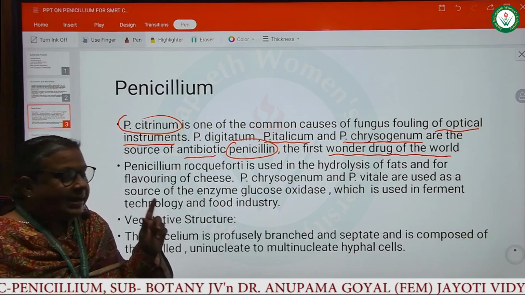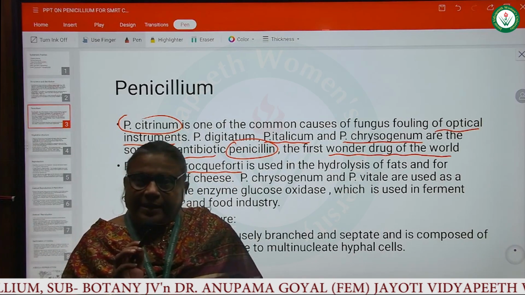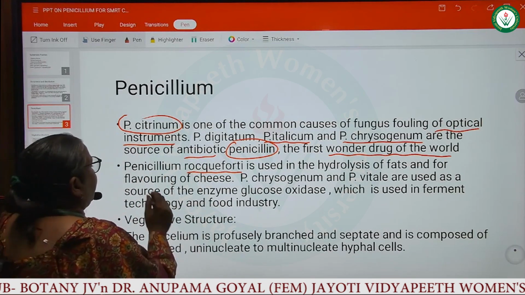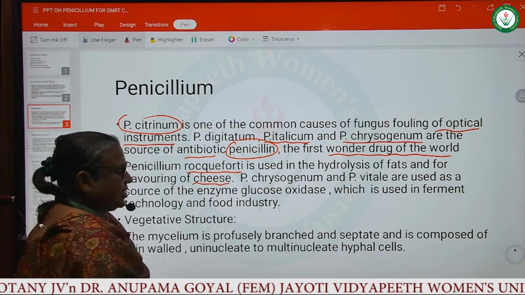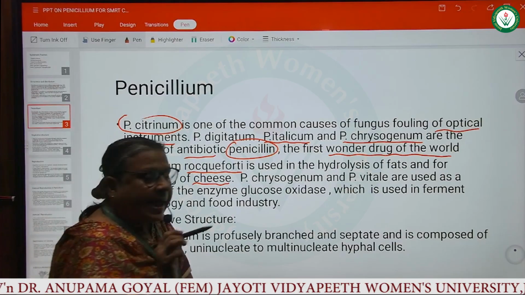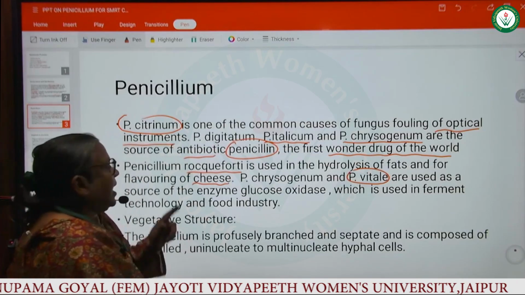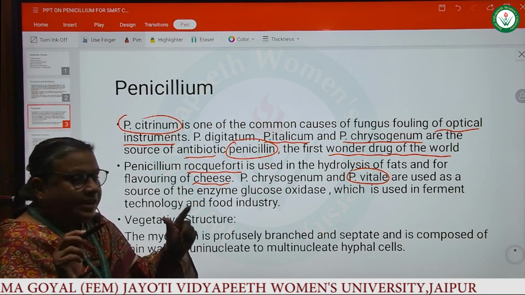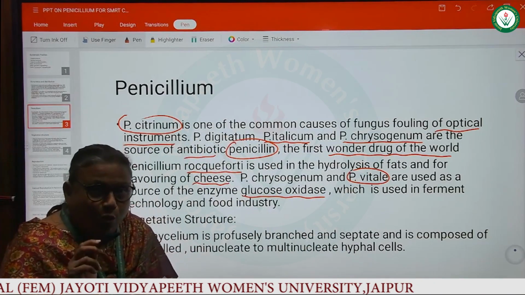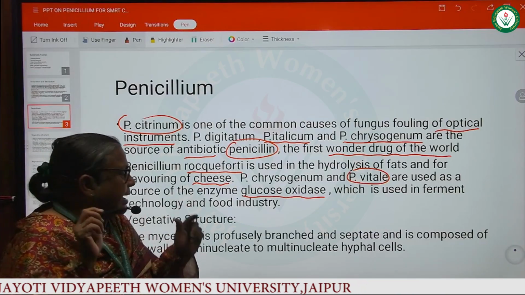Now, Penicillium roqueforti is used in the hydrolysis of fats and for flavoring of cheese. And Penicillium chrysogenum and Penicillium vitae are used as a source of the enzyme glucose oxidase, which is used in ferment technology and the food industry.